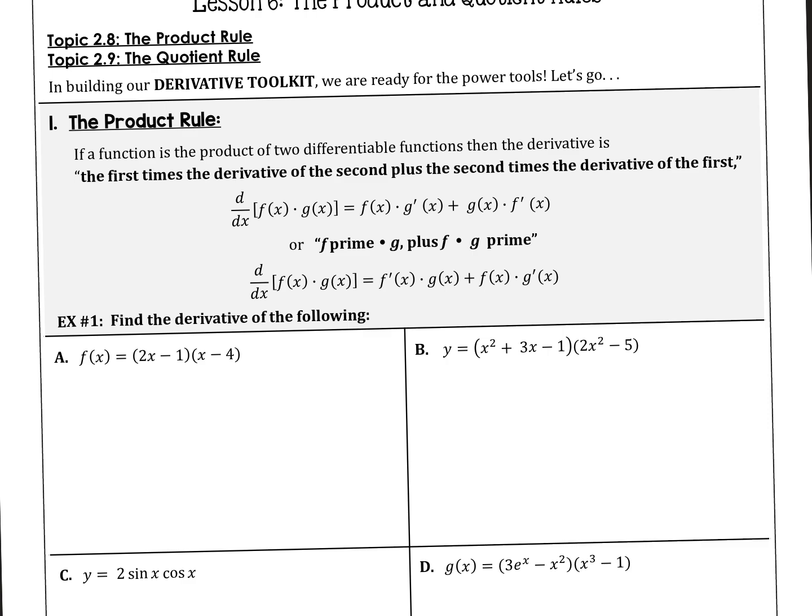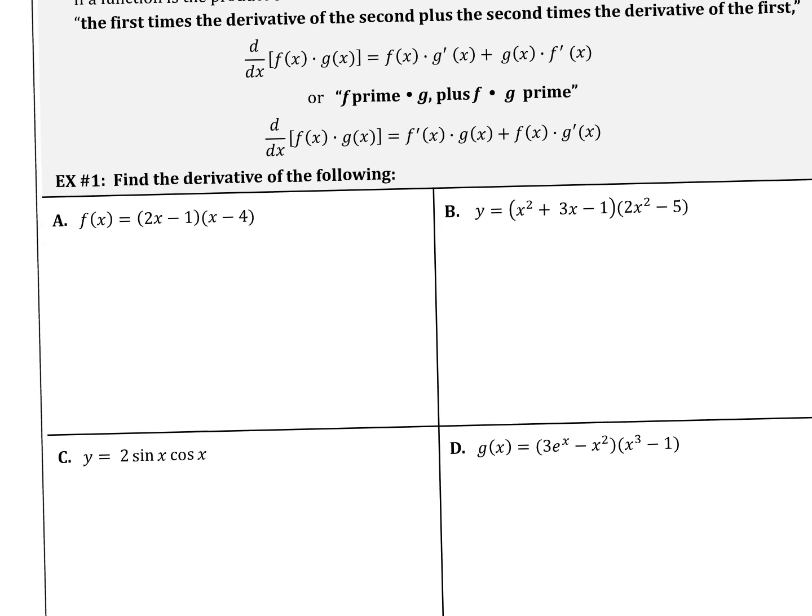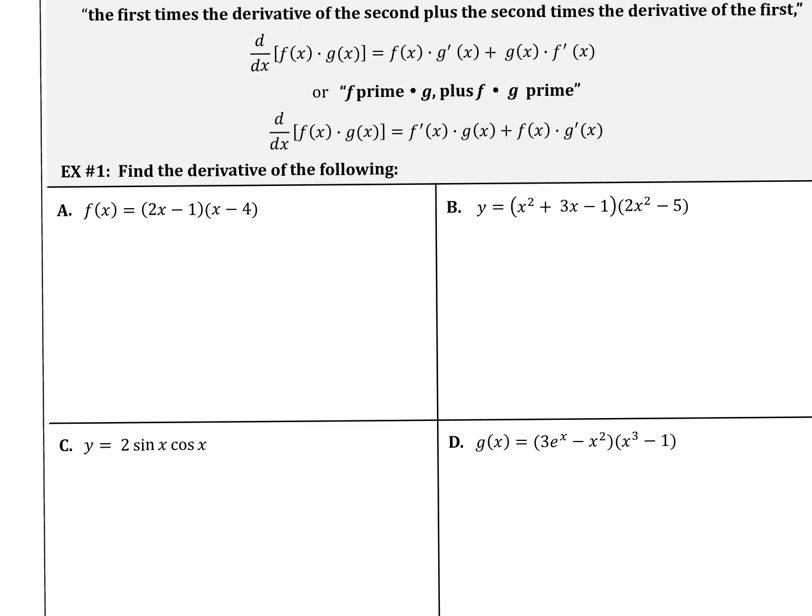Let's do an example, okay? So like this first one, we have 2x minus 1 times x minus 4. So we could FOIL it and then do the power rule, or we can do the product rule, right? So we have our two functions. Here's the first one, here's the second one. I don't like the way they do it. I do it backwards. It doesn't matter. So you take the first function as it is. Leave it there, okay? And then you multiply that one by the derivative of our next function.